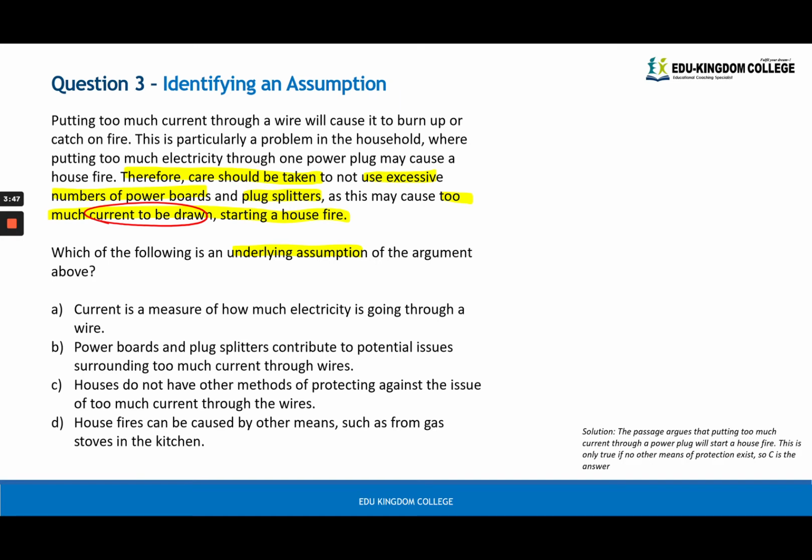However, in reality, we don't have fires blowing up in every single house, and there's a lot of safety regulation to do with that we know. And the reason is because, option C, the assumption is that houses do not have other methods of protecting against the issue of too much current through the wires. Just because this is true, putting too much current will cause it to burn up, doesn't mean that it will definitely happen in all houses. We're assuming that there are no protective features there. So C is the answer.